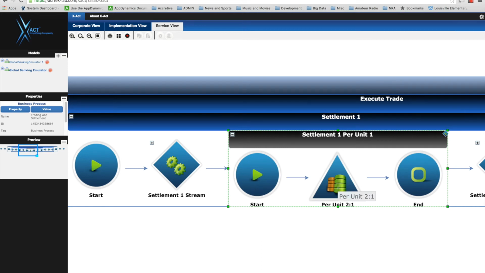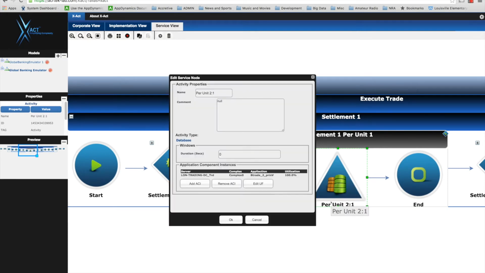Service activity is what ties us to something occurring somewhere. In this case, it ties us to a component on a server. This happens to be a database component. So we can go there and see the properties, and we can open the properties for this and see that it's associated with a component called btrade2prinv on the London Trading DC _trade server, and it's complex 0 on that server. We'll get more into detail on that in a minute.